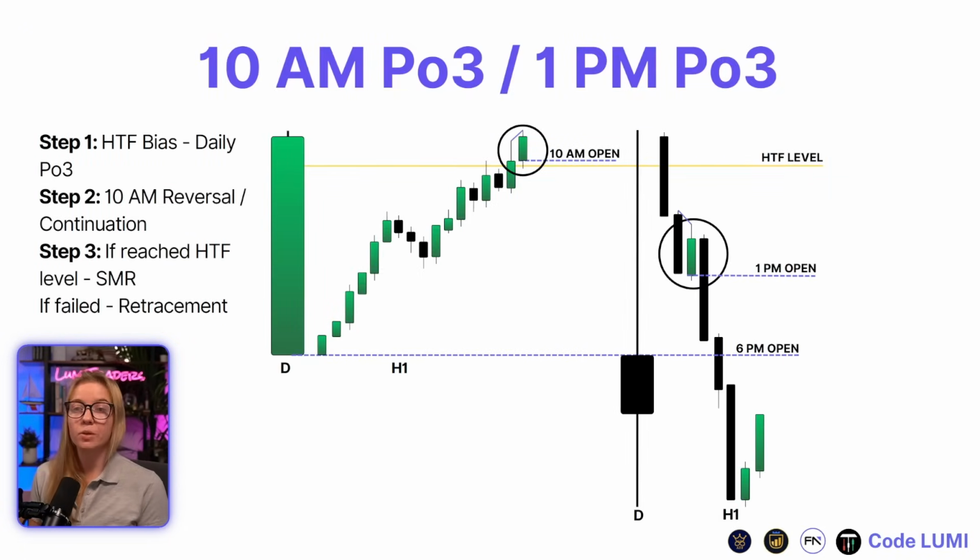Step number 1, high time frame bias, daily power of 3. We cannot blindly just enter long because we want to see it go higher. We cannot blindly enter short because we want to see it go lower. The market absolutely doesn't care about what we want to see. So we must consider high time frame bias, or at least the daily power of 3. Step number 2, 10 a.m. reversal or continuation. We'll talk about this in a moment. Step number 3, it reaches a high time frame level, and we anticipate to get a smart money reversal. If it fails to reach the high time frame level, expect a retracement to continue going higher, lower to the high time frame level.